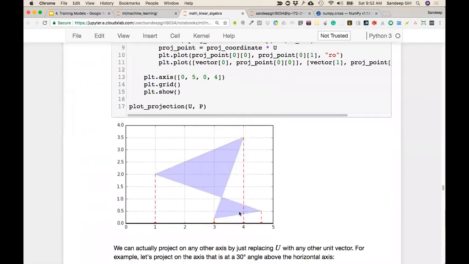All right. So let's say if you want to find out how this corner meets this particular axis, then we generally do the projection.